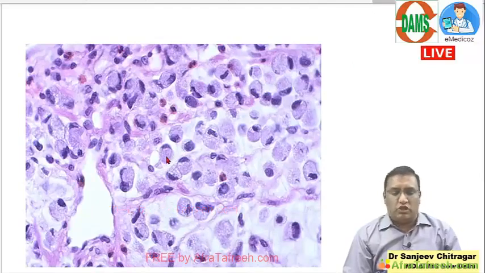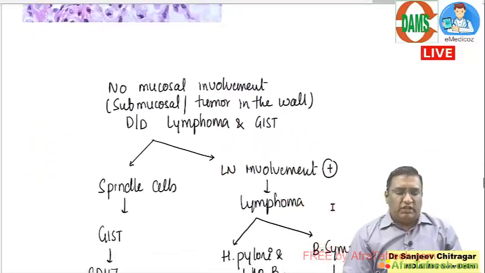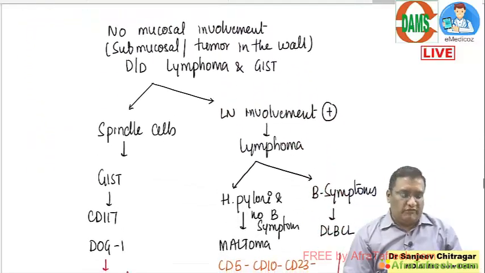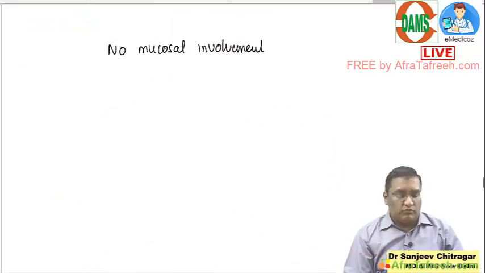Look at this. This is all the mucin present, and the nucleus is pushed towards the periphery. This is how a signet ring cell will appear. Other gastric tumor without mucosal involvement, that could be there. So no mucosal involvement. Gastric tumor without mucosal involvement.